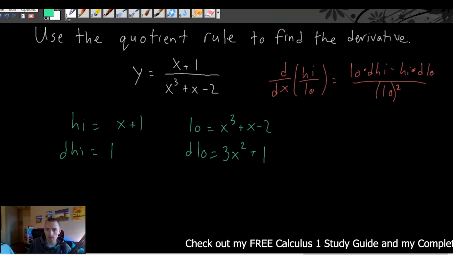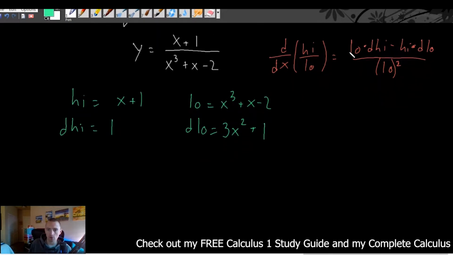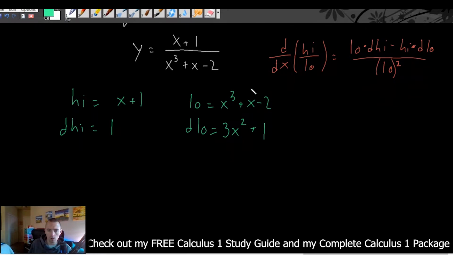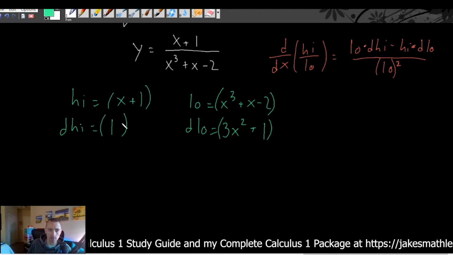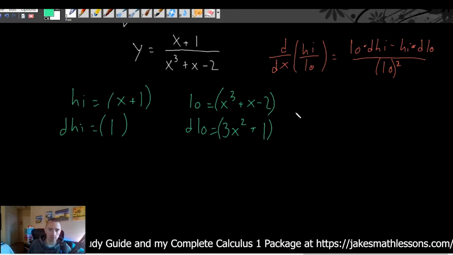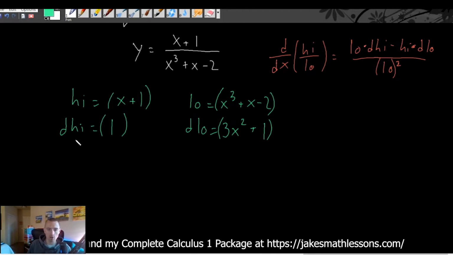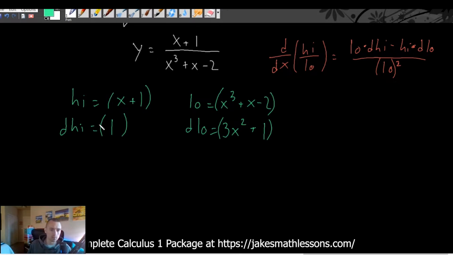Then again, we apply this formula. So low d high, low, and again, let's go ahead and put these in parentheses. It does really help to kind of keep things straight. Just put all 4 of these. As soon as you figure out your high, low, your d high, your d low, just completely surround them with parentheses. Because now what we're going to do is we're going to do low d high.